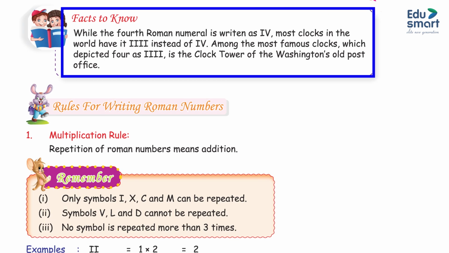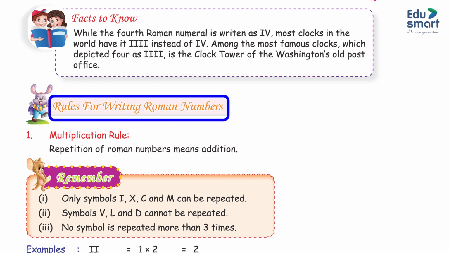Facts to know. While the 4th Roman numeral is written as IV, most clocks in the world have it as IIII instead of IV. Among the most famous clocks which depict 4 as IIII is the clock tower of the Washington Old Post Office.